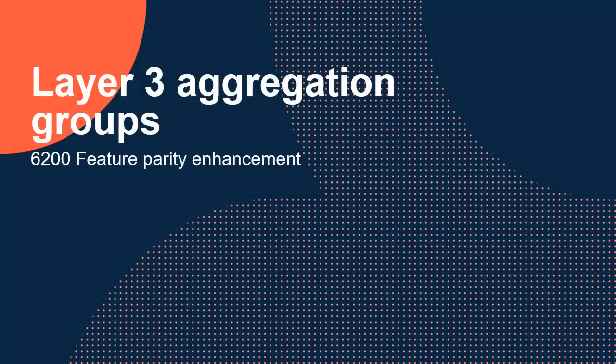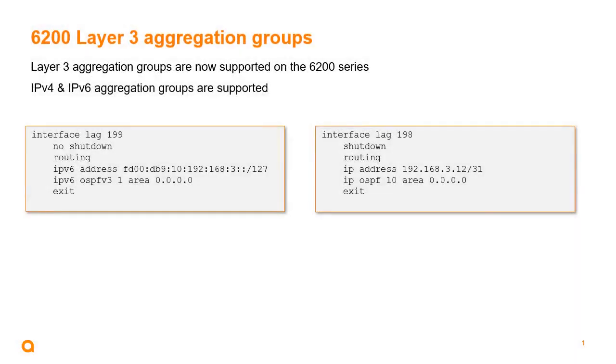Layer 3 aggregation groups. This is part of the ongoing feature parity enhancement for the 6200 relative to the AOS 2930 series switches. So Layer 3 aggregation groups. This feature, of course, has been supported on other AOS-CX platforms for a long while. So now it's in the 6200 as part of the 10.09 release.